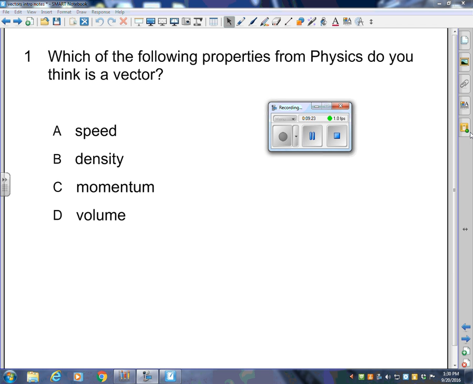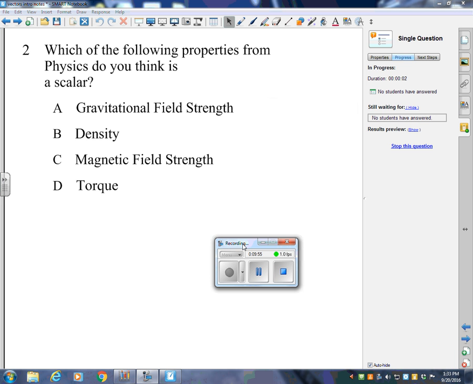So the question is, which of the following properties in physics do you think is a vector? Now I gave you the big four. You know what a vector is. So now you need to pick the one that you think is also a vector. Is it speed, density, momentum, or volume? Knowing what you know, what a vector is. It has a direction. Oh my God. The opposite of a vector is a scalar.